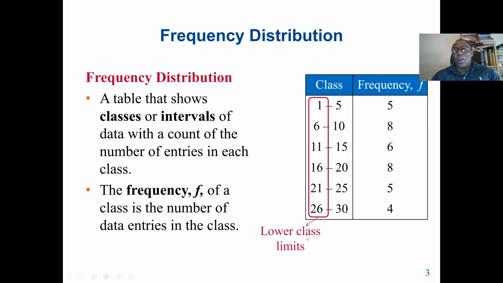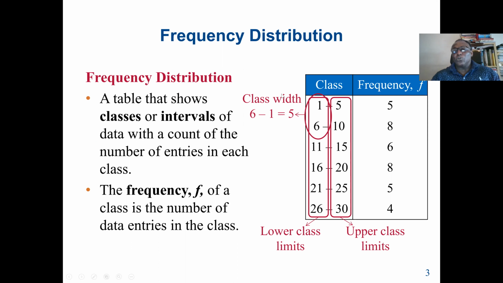We have the lower class limit for each class: 1, 6, 11, 16, 21, 26. These are the lower class limits. And we also have the upper class limits: 5, 10, 15, 20, 25, and 30. And the class width, we can always find as the difference between two consecutive lower class limits. So 6 minus 1 is 5.